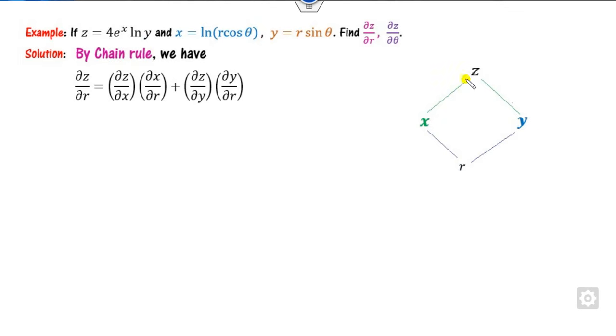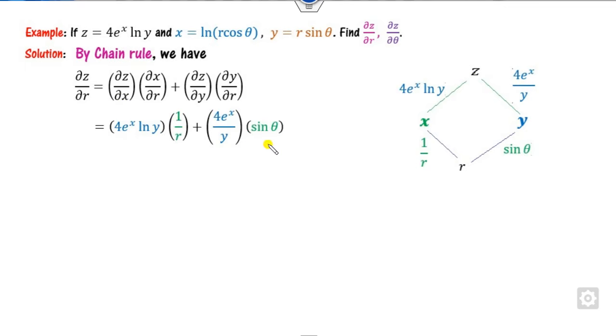So this value is nothing but the partial derivative of z with respect to x. So what is the value of z with respect to x? You can see this is nothing but 4 e raised to power x ln y, which is 4 e raised to power x over y. What is x with respect to r? You can see x with respect to r is 1 upon r cos theta, and of cos theta. Y with respect to r is nothing but sine of theta. So you can see this will be cancelled out. So it will be 4 e raised to power x of this and here.